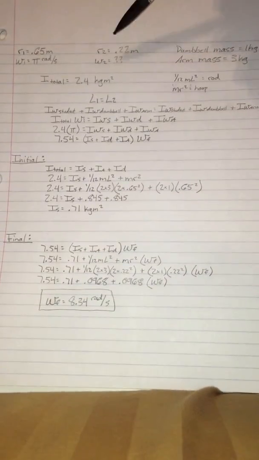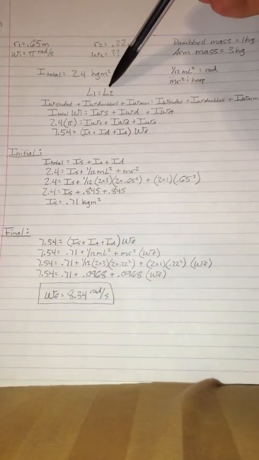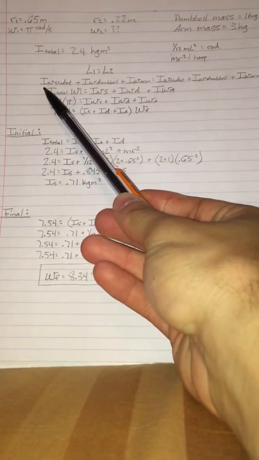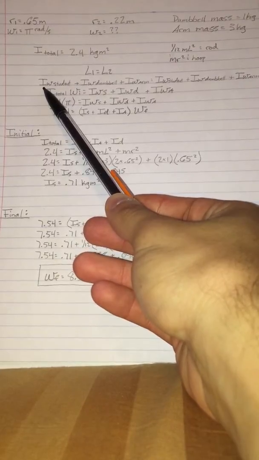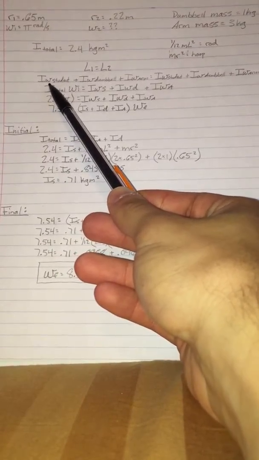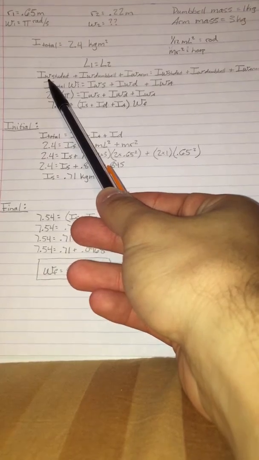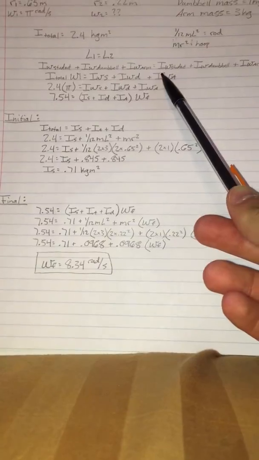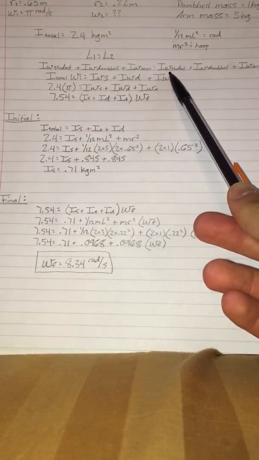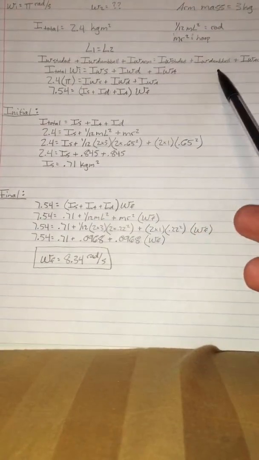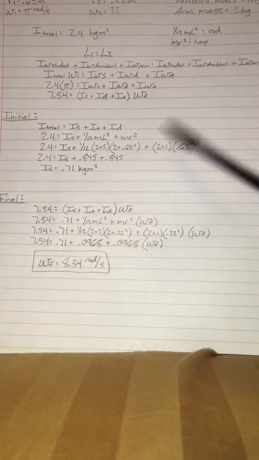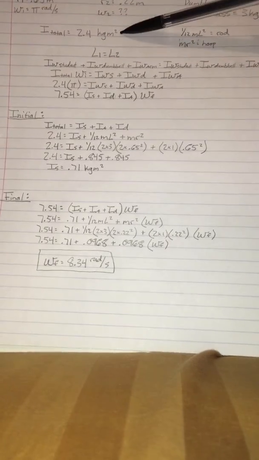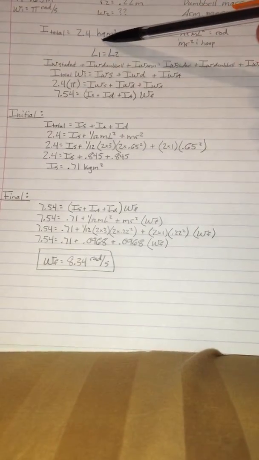Alright, so initially the initial angular momentum is equal to the final angular momentum. So you break that up into the initial moment of inertia and initial rate of rotation for the student, plus the same thing for the dumbbell and the arm, is equal to the final moment of inertia plus the rate of rotation for the student plus the dumbbell plus the arm.